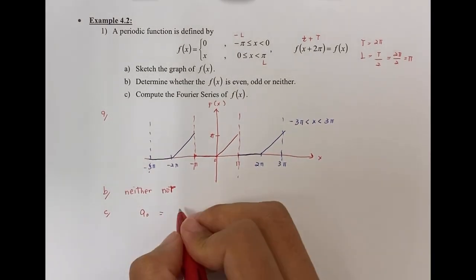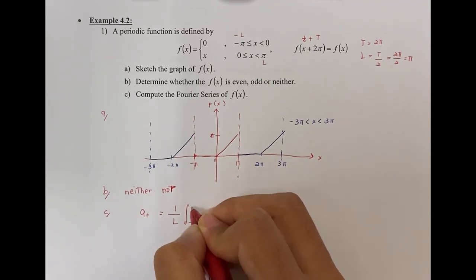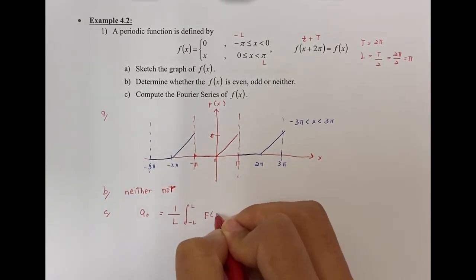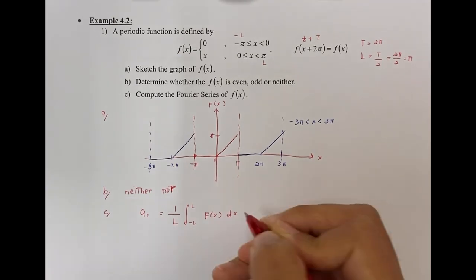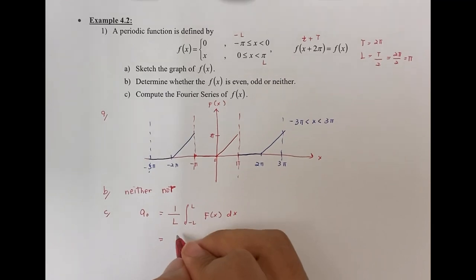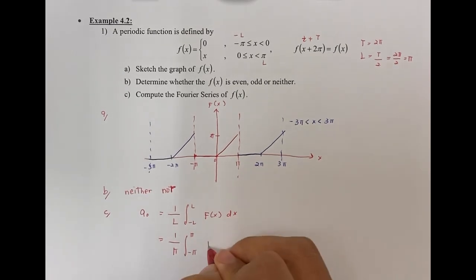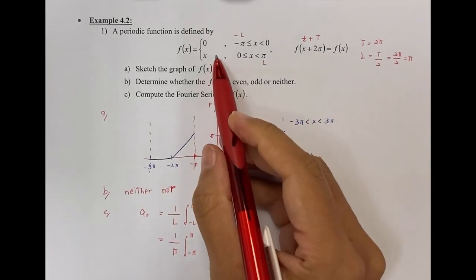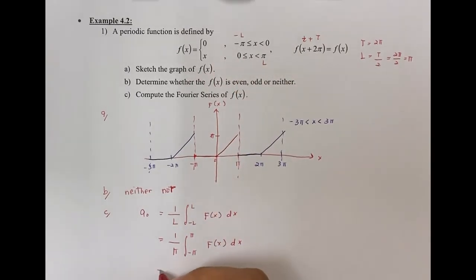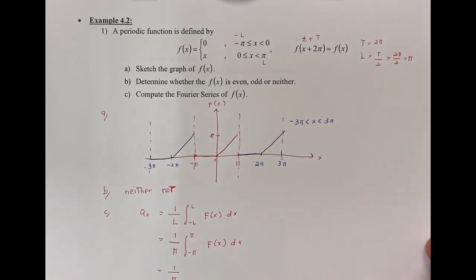You need to start with finding a naught, an and bn. So the formula for a naught, we have 1 over L, integration negative L to L, f(x) dx. Okay, so your L is equal to pi. So 1 over pi, negative pi to pi f(x) dx. Since this is a piecewise function, you need to split your integration.